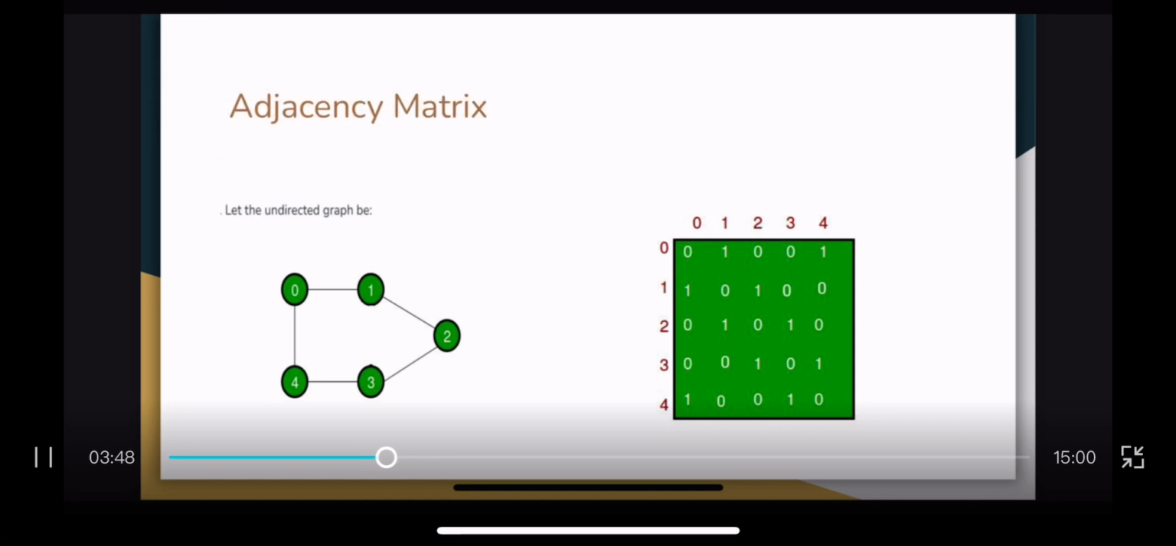For example, if you look at the intersection of row 1 and column 2, the value is 1. This corresponds to the edge connecting vertex 1 and vertex 2 in the graph. Similarly, the value at the intersection of row 0 and column 2 is 0. This basically indicates that there is no direct edge between vertex 0 and vertex 2.